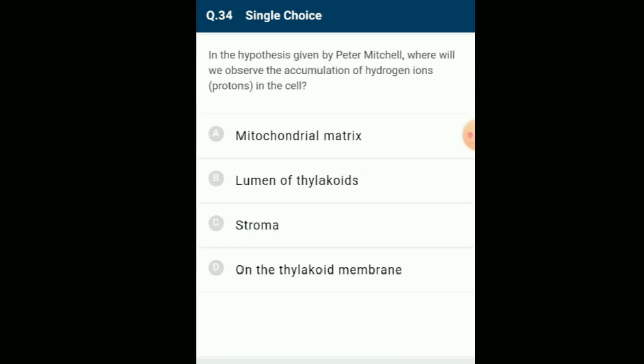Question number 34. In the hypothesis given by Peter Mitchell, where will we observe the accumulation of hydrogen ions, that is generally called protons, in the cell? According to the chemiosmotic hypothesis, the splitting of water molecules occurs in the lumen of the thylakoid, hence leading to the accumulation of proton ions in the lumen itself. This creates the proton gradient across the membrane leading to the ATPase pump activity. So the answer is option B, lumen of thylakoid.